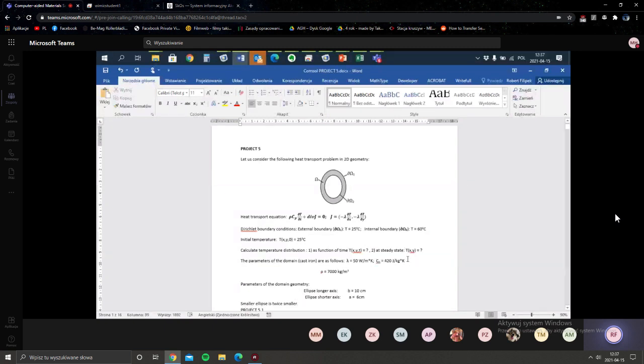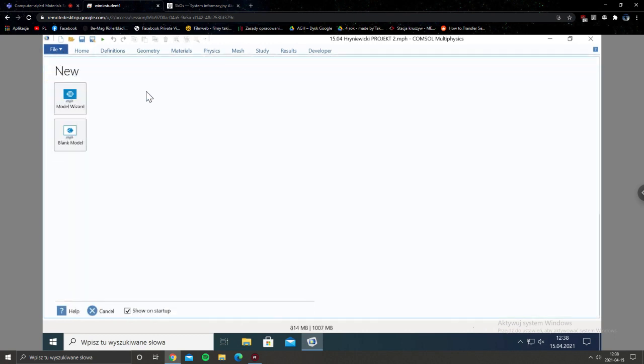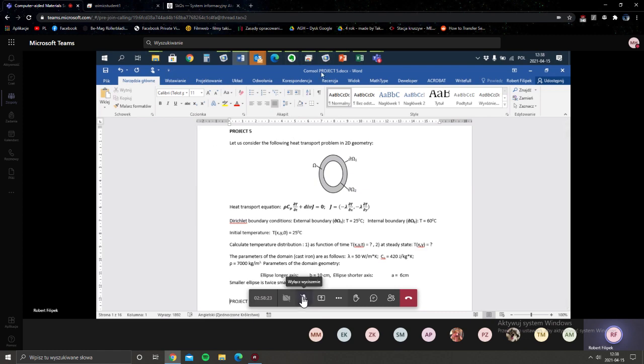Probably like this one. The parameters on the domain geometry are like this. So this is your job. Please prepare a project which solves the following problem. Okay? Is it clear? Yes.